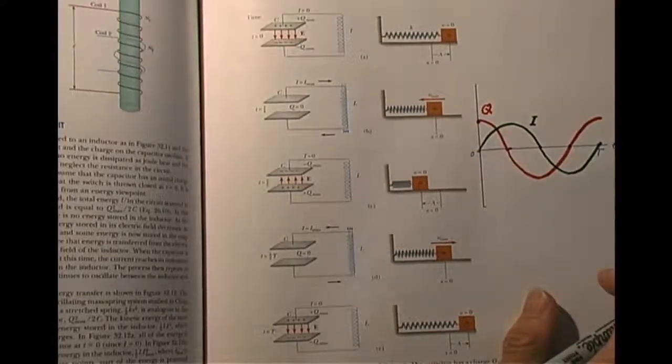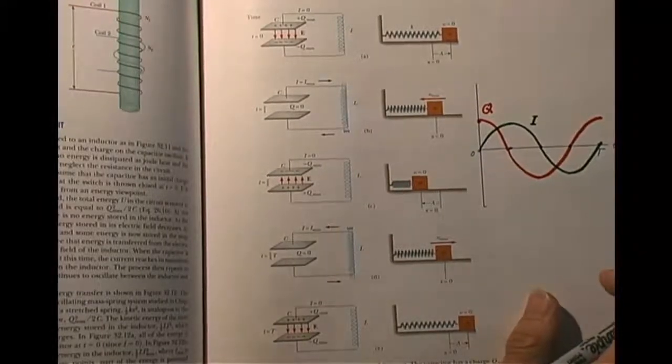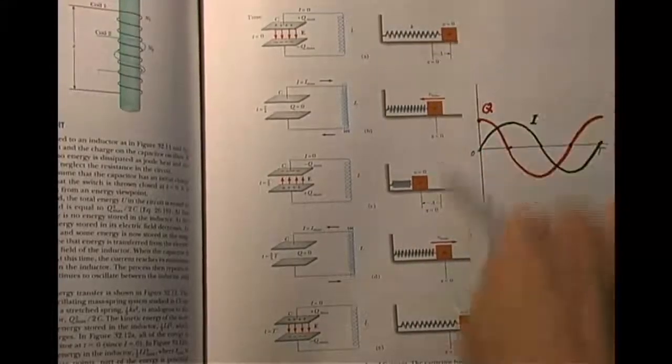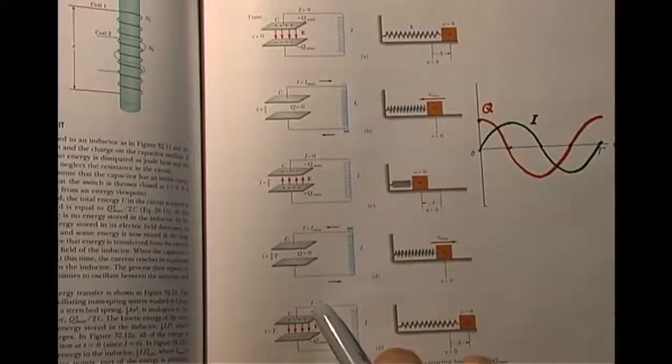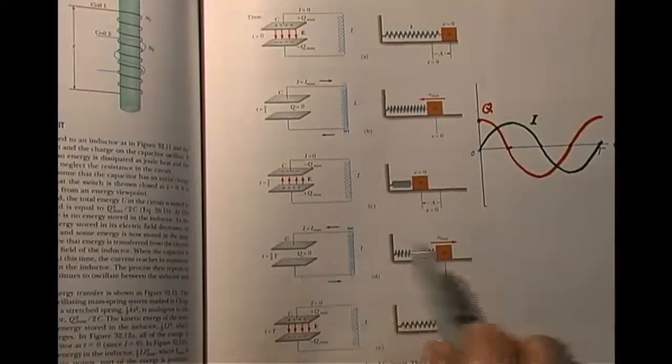So this is an analysis of what happens in one whole cycle, both in a mechanical case that we are familiar with from physics 1b and the electromagnetic case, the LC circuit. So you can see clearly the correspondence between these two cases.